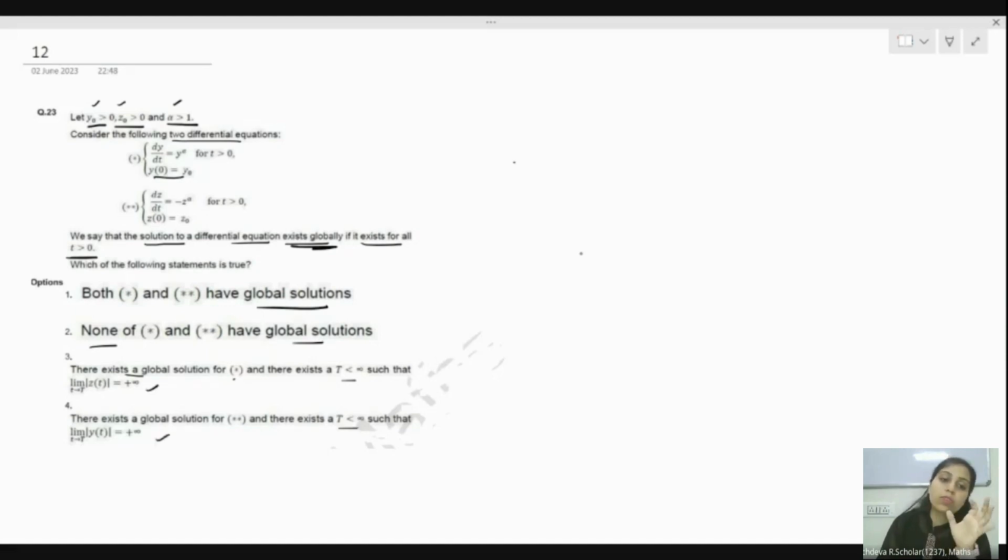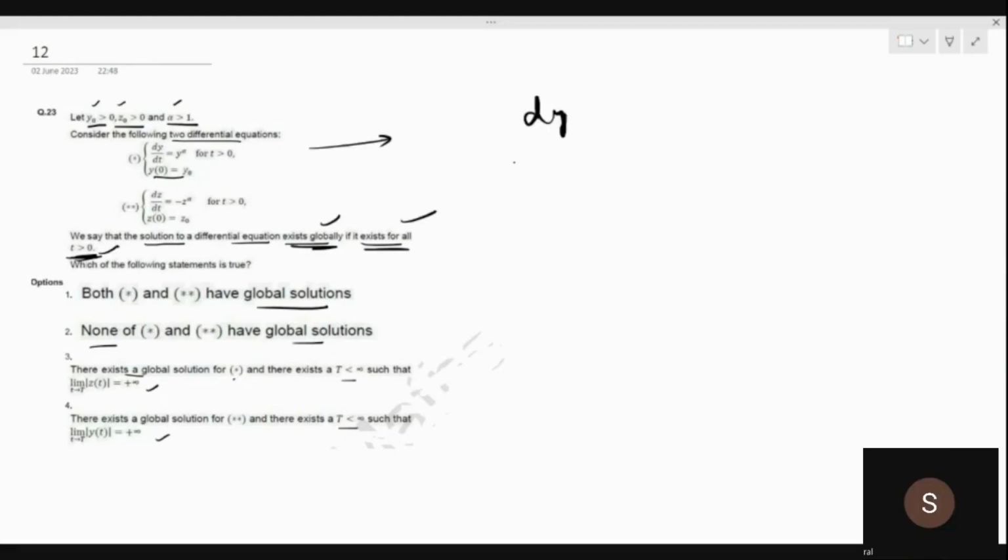So we are to just find whether the solution exists for all t greater than 0 or not. If it exists for all t greater than 0, then we can say it exists globally, otherwise not. So we can see the first equation.